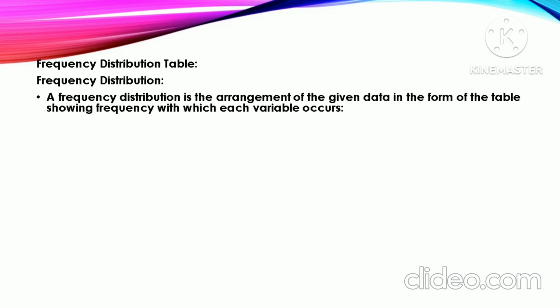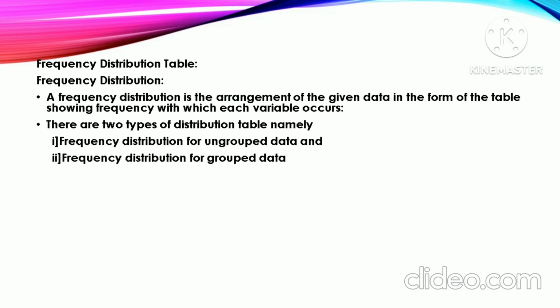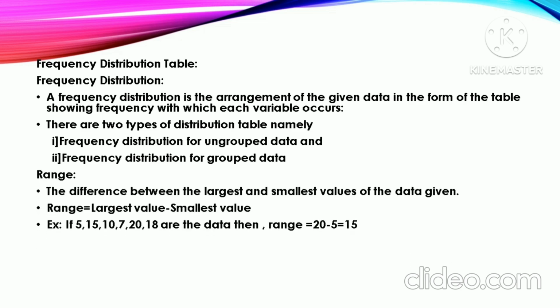Next, what is frequency distribution? Frequency distribution is the arrangement of the given data in the form of a table showing the frequency with which each variable occurs. There are two types, namely frequency distribution for ungrouped data and frequency distribution for grouped data. Next, let's discuss what is range. That is the difference between the largest and the smallest value of the data given. For finding the range, the formula is range is equal to largest value minus smallest value.